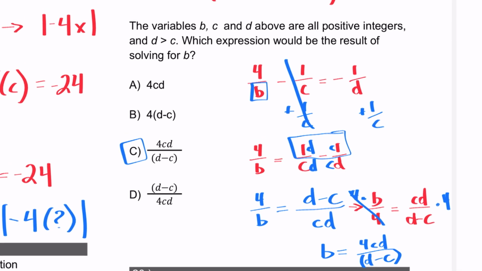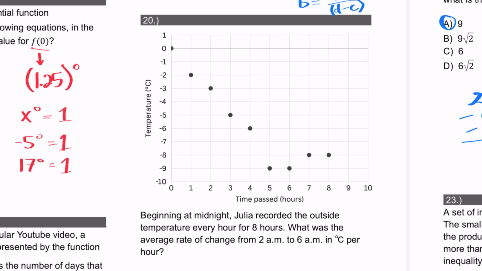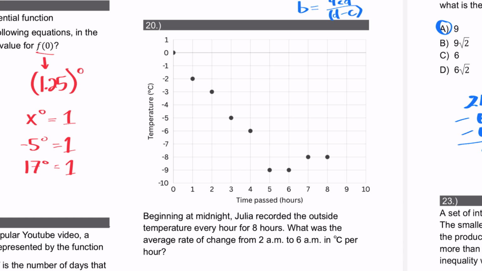Again, this is one of the trickier questions in this module. You may want to watch that one or two more times just to make sure you understand the process. And looking at number 20, we have a graph there. If we glance at it, we notice we have temperature on the y-axis in degrees Celsius. We have time passed in hours on the x-axis.